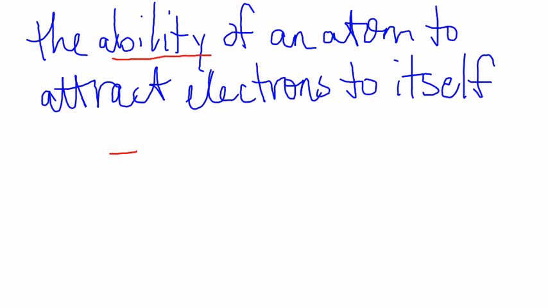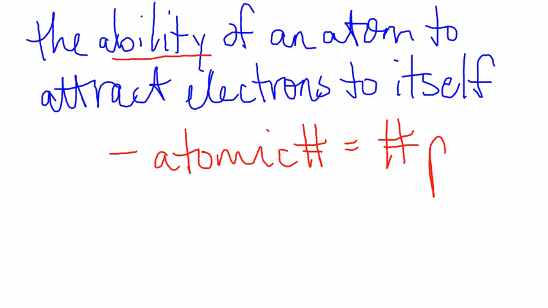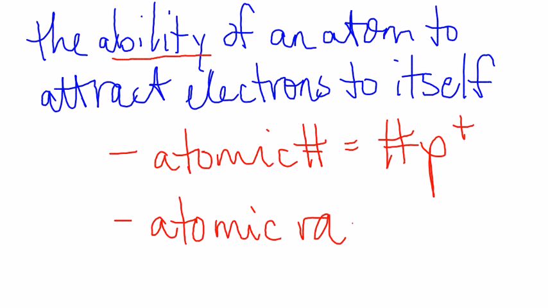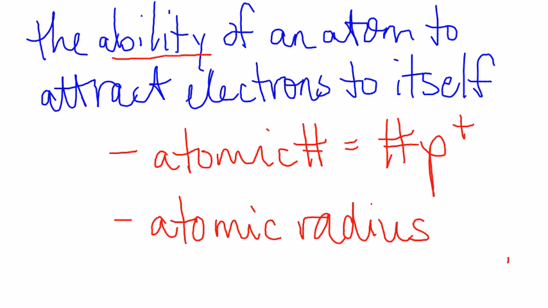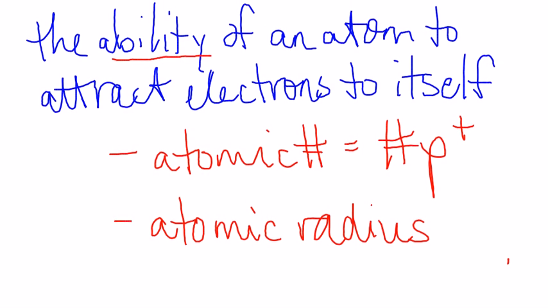So it's dependent upon two things. I'm going to write them down first, and then I'm going to elaborate on it. One is atomic number, also known as the number of protons. The second thing it's dependent upon is atomic radius, which we've recently worked with. I'm going to elaborate on this a little bit. So remember this definition: the ability of an atom to attract electrons to itself.